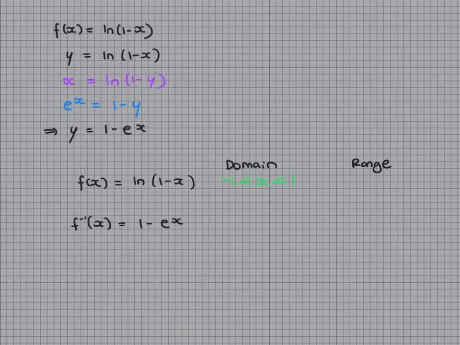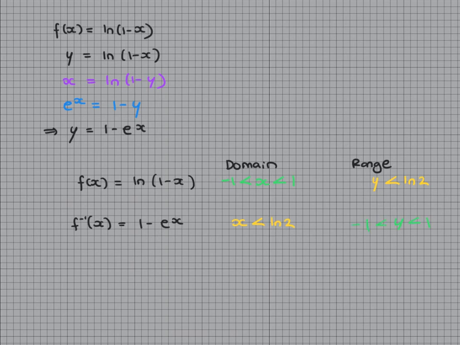And what about the range? Well, we worked it out. y is less than ln 2. y can be any value below ln 2. So that tells me that the domain here is going to be x is less than ln 2, and the range is going to be y is between 1 and -1.